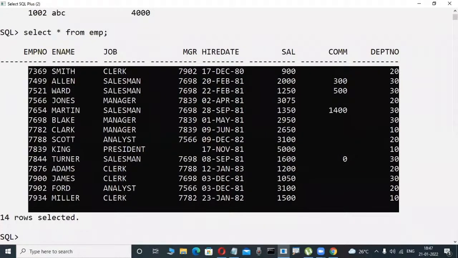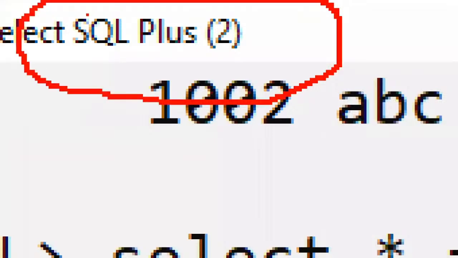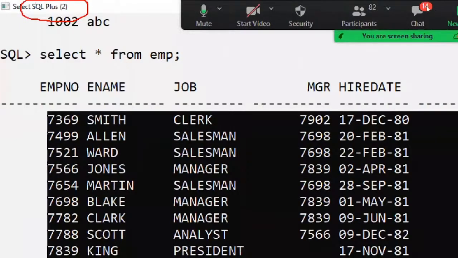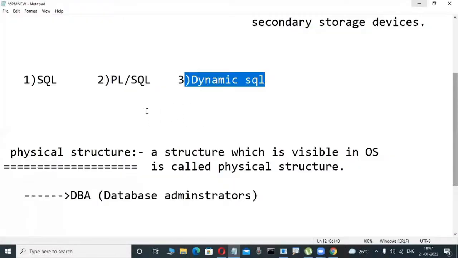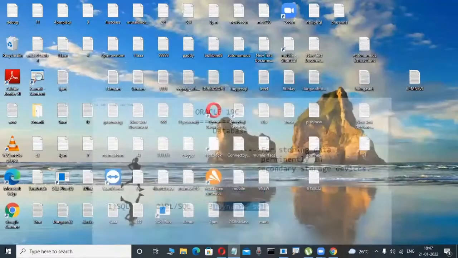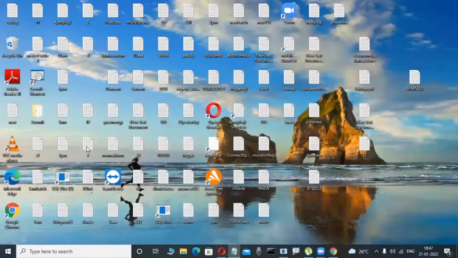SQL Plus is there. What is this one? This is a tool, called a client tool. If you want to connect to an Oracle database, then we are using client tools. SQL Plus is a default tool. Whenever I'm installing Oracle software, automatically the tool is available.